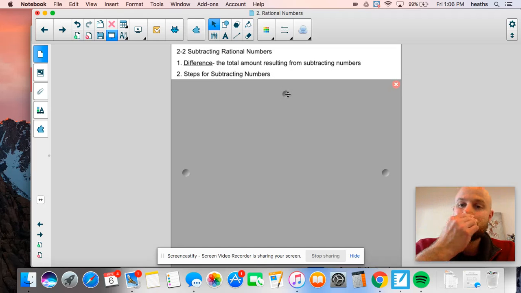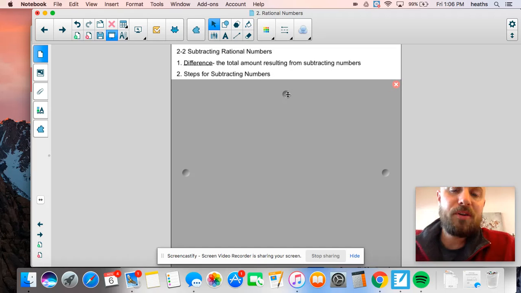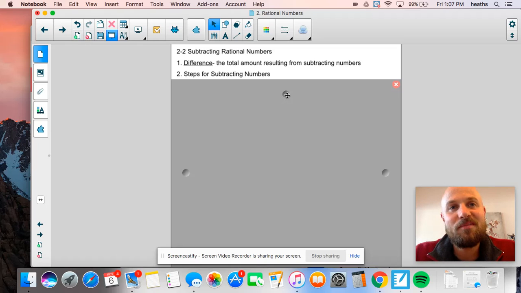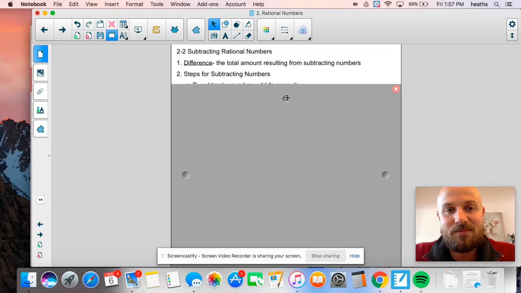Okay, number 2, or bullet 2 here, I'm going to give you the steps for subtracting numbers. These steps are going to be very similar to what we did with adding, but there's going to be one step at the beginning that we'll need to do. And then you're just going to follow the steps that I taught you when we added rational numbers. So I'm just going to show you both.